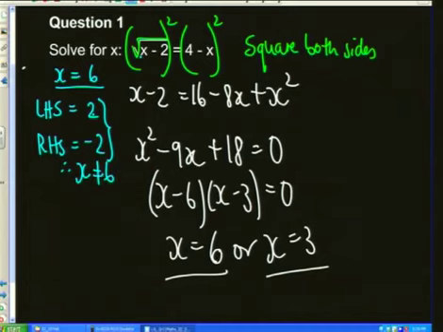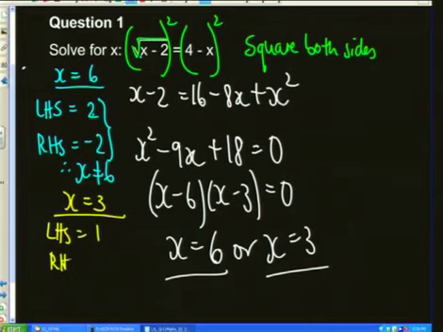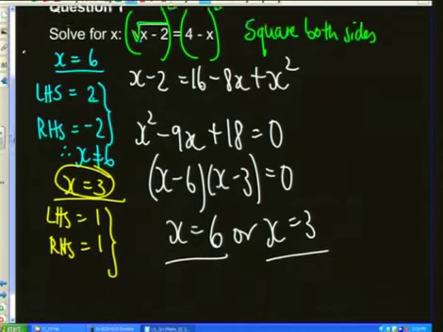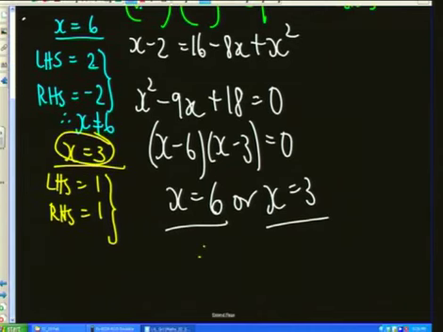Okay? So even though x equals 6 is a solution to the quadratic, it's not a solution for the original equation. And then if x is 3, let's see what happens if x is 3. The left-hand side is now equal to 1. And the right-hand side is equal to 4 minus 3 is equal to 1. We get the same thing on both sides. Therefore, x is equal to 3. So at the end, when you've done your testing, therefore, x equals 3 only.